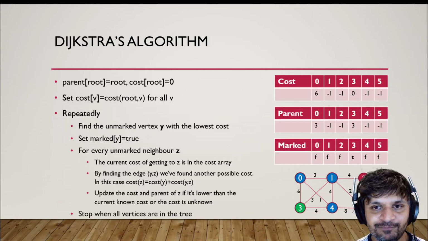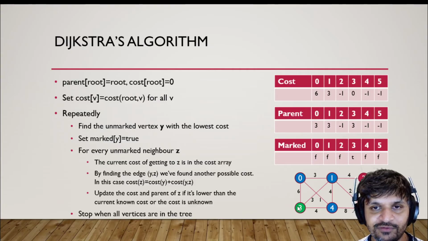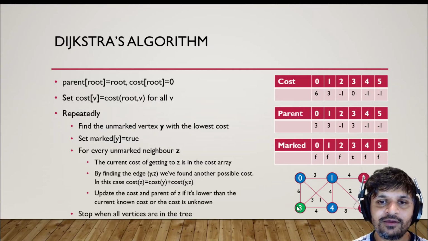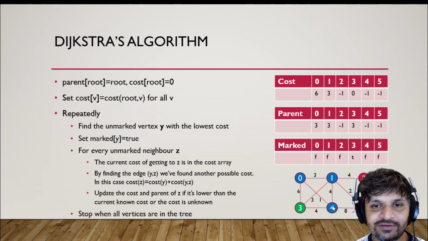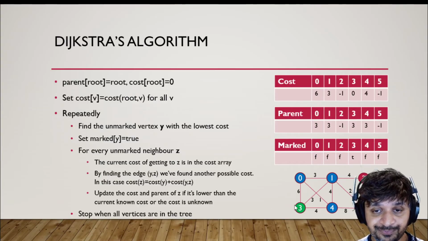Then for the next vertex, which is 1, the cost of getting to 1 should be the cost of the edge 3, 1, which is 3. So we set the cost of 1 to 3 and the parent of 1 also to 3, which is the vertex number. Then for vertex 4, we set the cost of vertex 4 to 4 and the parent to 3. So you can see what we did there. We just updated the costs of all the neighbors to be the cost of the edge from the root.